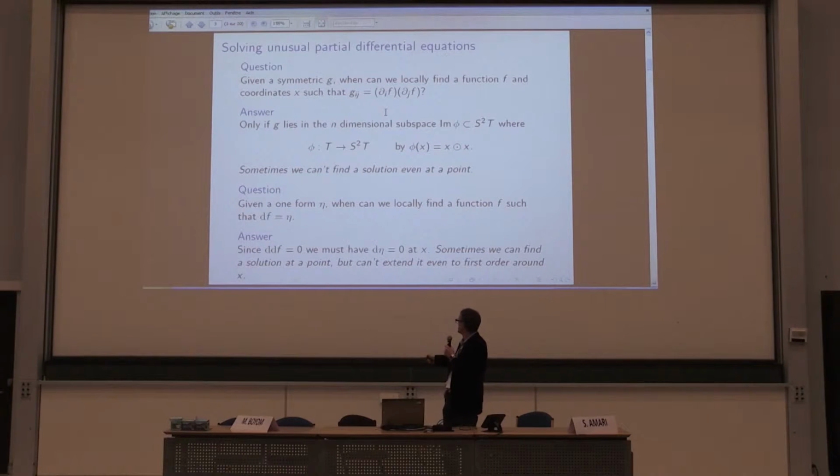Another example of a partial differential equation is: can we solve this equation for a one-form eta? Can we find a potential f such that df equals eta? Well, I hope everybody knows the answer to that, which is you can only find a solution if d eta is equal to 0. And so in this case, you can always find a solution at a point. There's nothing algebraically daft about the question. But we've got this extra condition, d eta equals 0, which we're required to even find first-order solutions.